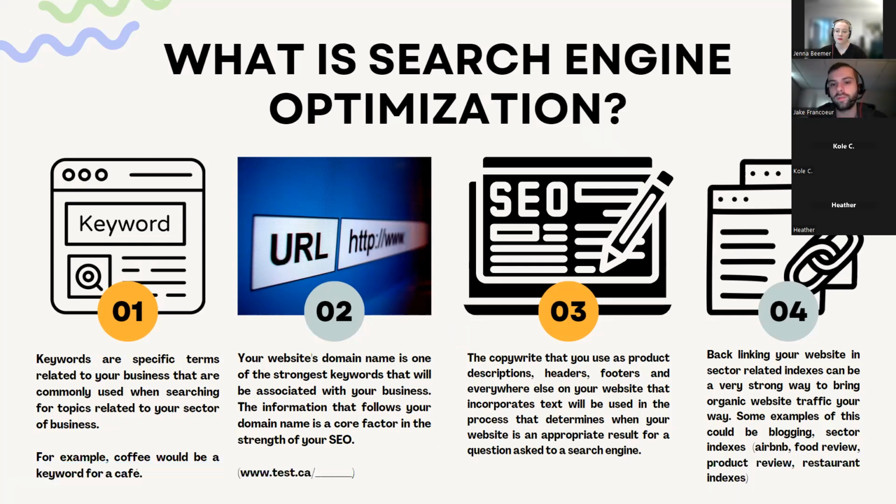So let's talk about number three. Number three is copyright, meaning the copy you use as product descriptions, headers, footers, and everywhere else on your website that incorporates text. It will be used in the process that determines when your website is an appropriate result for a question asked to a search engine. So we really have to put ourselves in the shoes of the Googler, the person asking the question to Google.